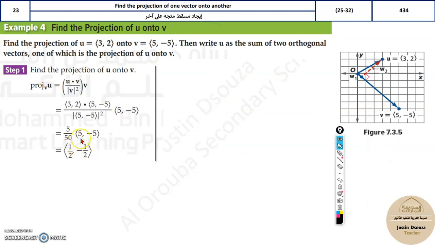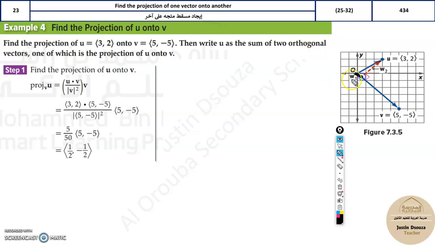Now the problem is not over. This is the projection, yes, fine. But they have also asked one more thing, that is, write u as the sum of two orthogonal vectors. Always remember, when there is a projection, orthogonal vectors mean two vectors whose dot product is 0. That means it's 90 degrees. Orthogonal means 90 degrees.